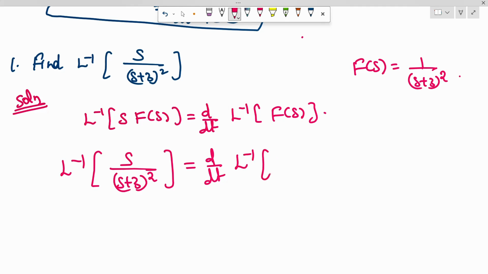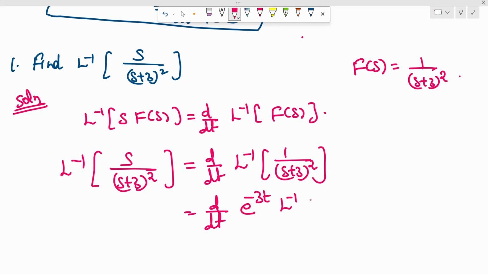What is f of s? f of s is 1 by (s plus 3) whole square. Now apply the L inverse formula here. L inverse of 1 by (s plus 3) whole square. First we have to remove this s plus 3, which means e to the power minus 3t into L inverse of 1 by s square.